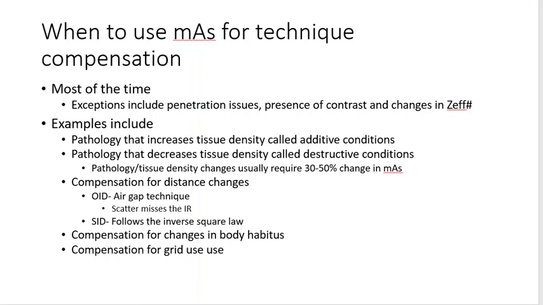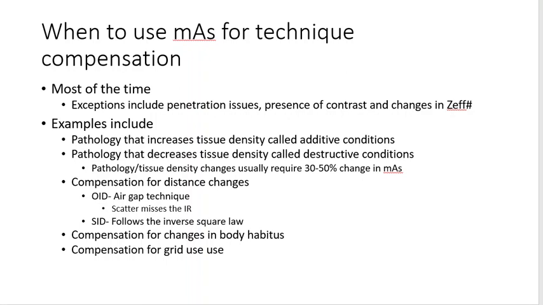So most of the time your changes are going to be 30 to 50% change in mass, and that can be an increase or a decrease. So again, your pleural effusion, you may have to increase your mass by as much as 50%. If you've got a pneumothorax or something that is a different destructive condition like, I don't know, emphysema, then you might have to decrease your mass by 30 to 50%.